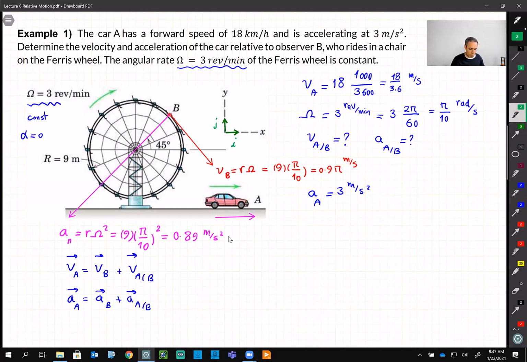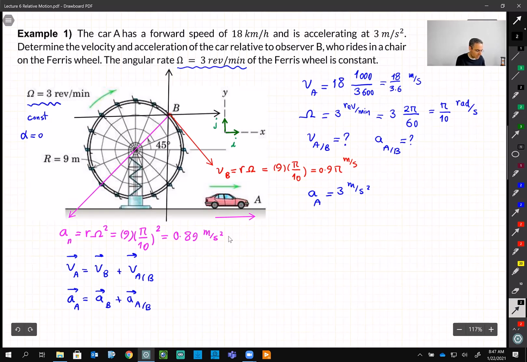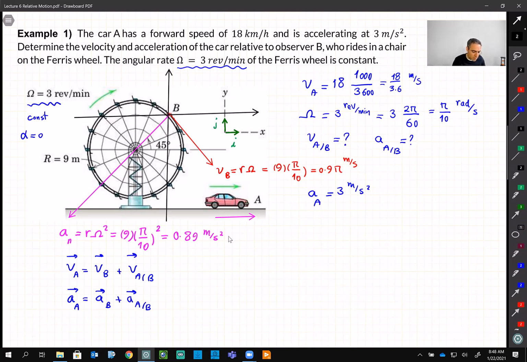And I'm sure you know from maybe 260 that you can find the components of these vectors. And maybe also in physics, right? So if I put X and Y here, just for simplicity, so I know what I'm doing, what are the components of this guy?